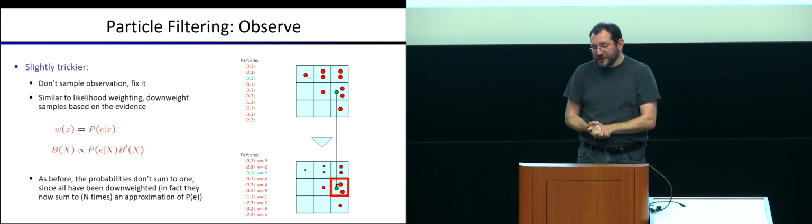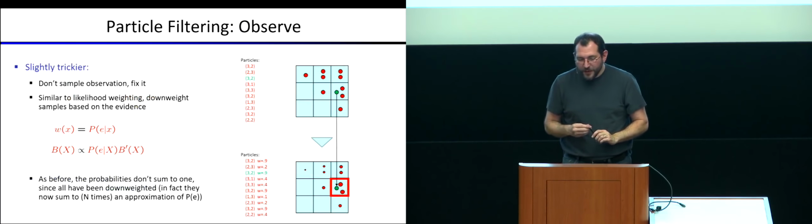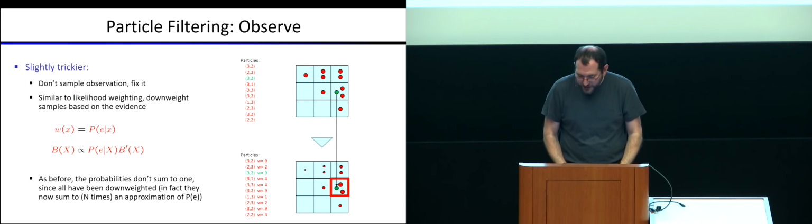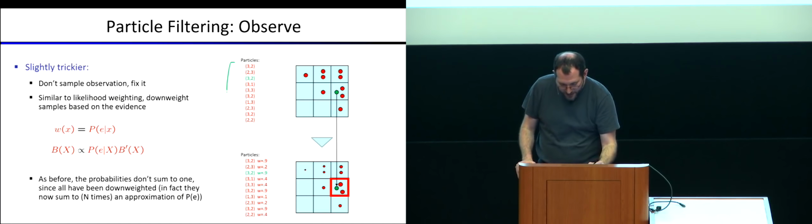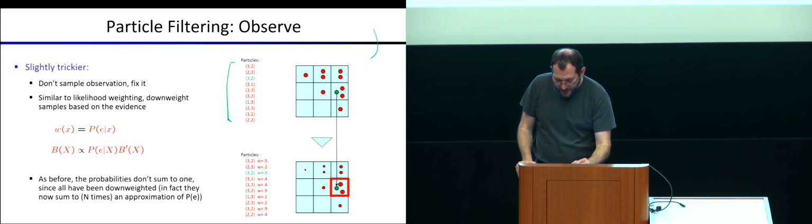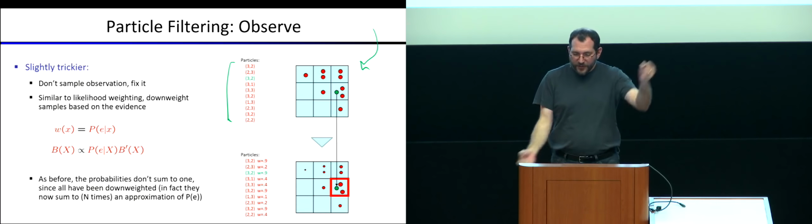Okay, here's the trickier step. Then we'll look at some examples and take a break. The trickier step is observation. So I've got a list of particles. So here they are. This is what is actually in memory. This is what I put in PowerPoint so we can visualize it. Okay? So you've got this list of particles.